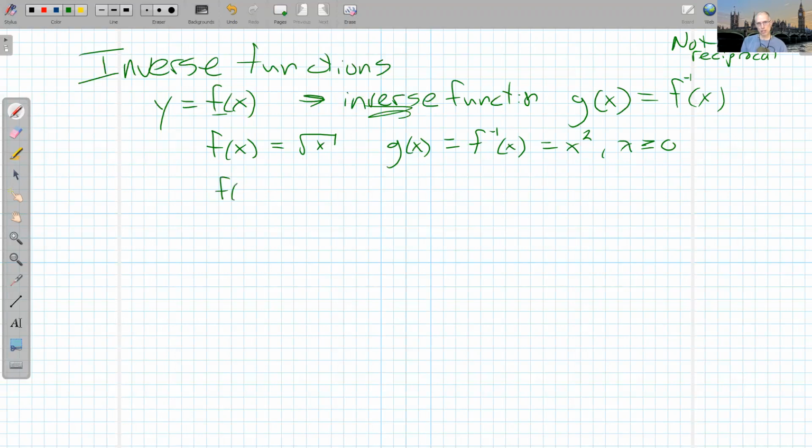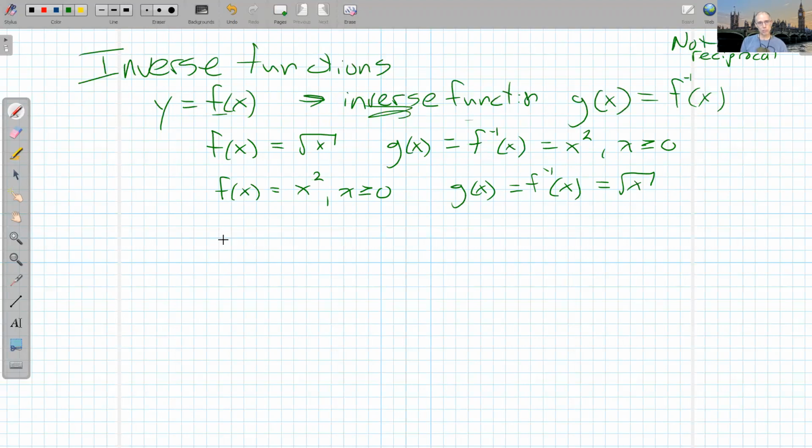If instead we said f of x was equal to x squared, in order to invert it properly, we would have to say let x be greater than or equal to 0. And then the inverse function would be the square root of x. So this inverse thing goes back and forth. If function A is an inverse of function B, then B is the inverse of A.